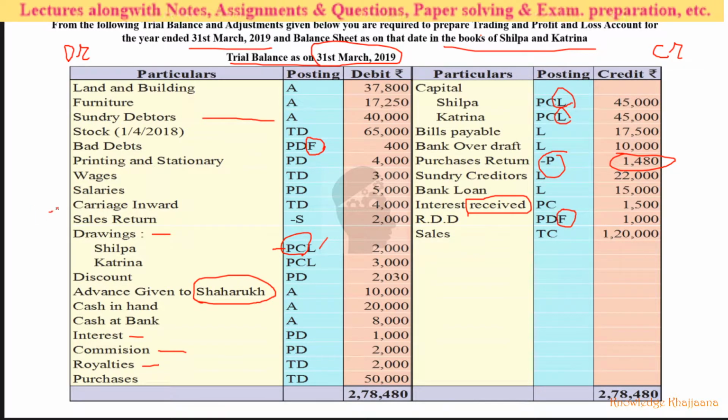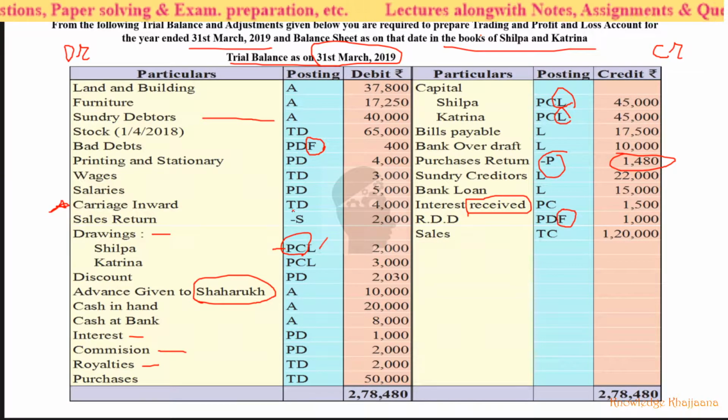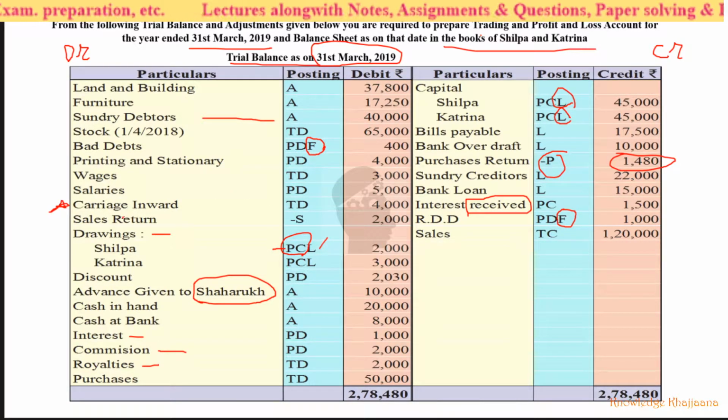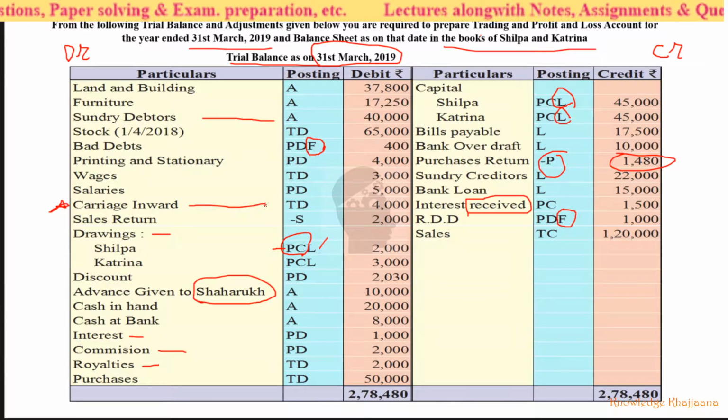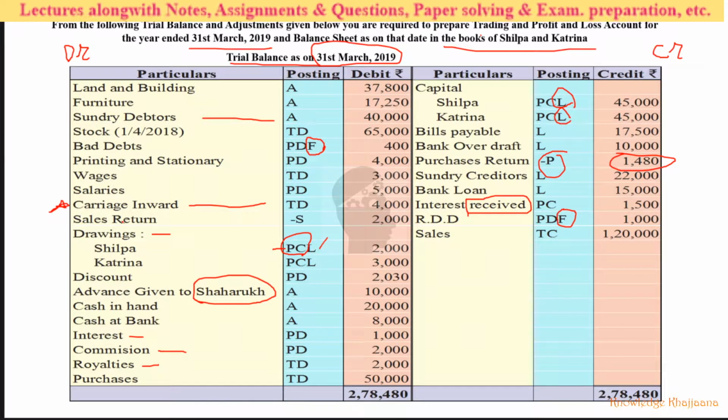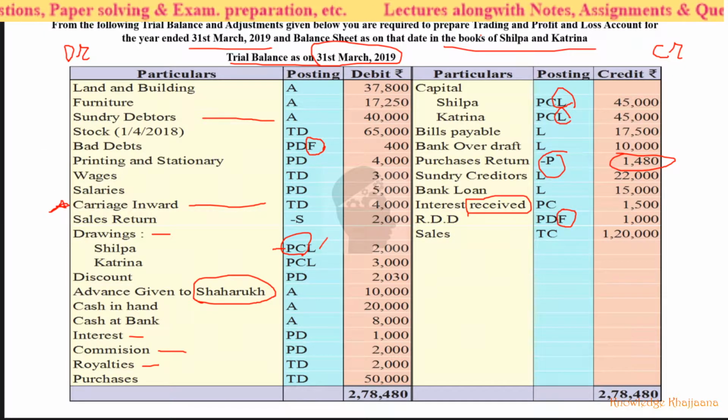See, this carriage inward. What is meant by carriage inward? It comes to the trading account debit side because carriage inward is the transportation cost. Carriage inward is the transportation cost on purchasing of raw material. As the purchases are recorded in the trading account, carriage inward is also recorded in the trading account. I hope you have noted.